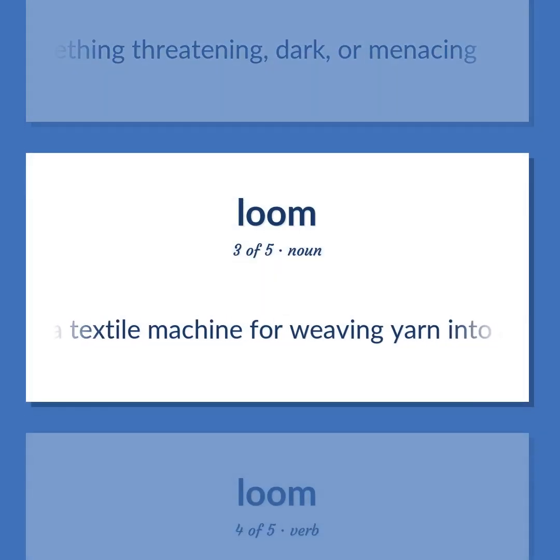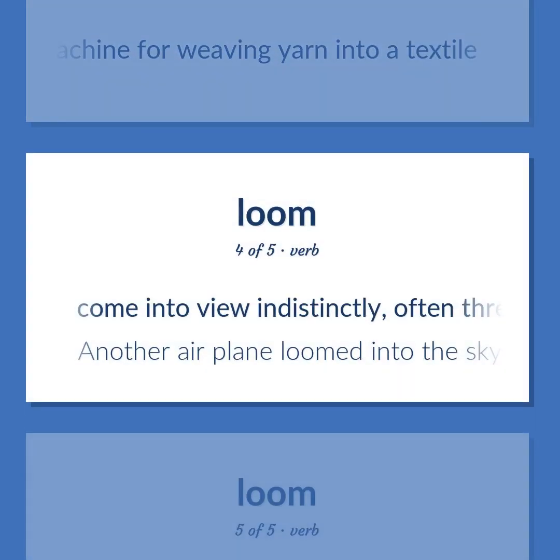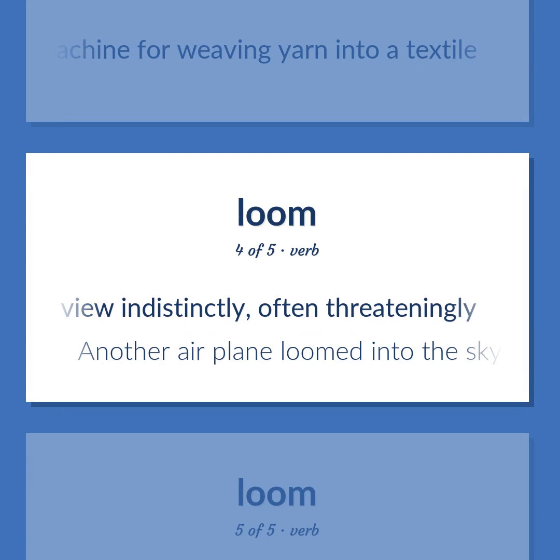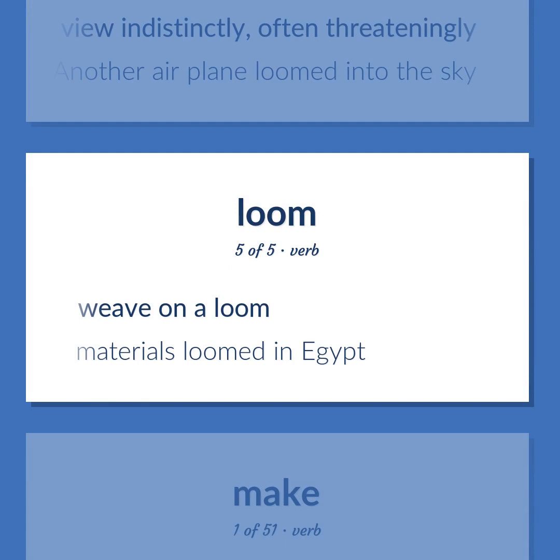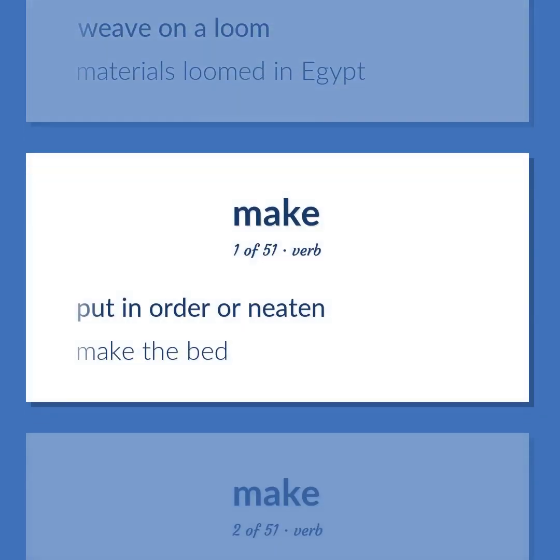A textile machine for weaving yarn into a textile. Come into view indistinctly, often threateningly. Another airplane loomed into the sky. Weave on a loom. Materials loomed in Egypt. Put in order or neaten. Make the bed.